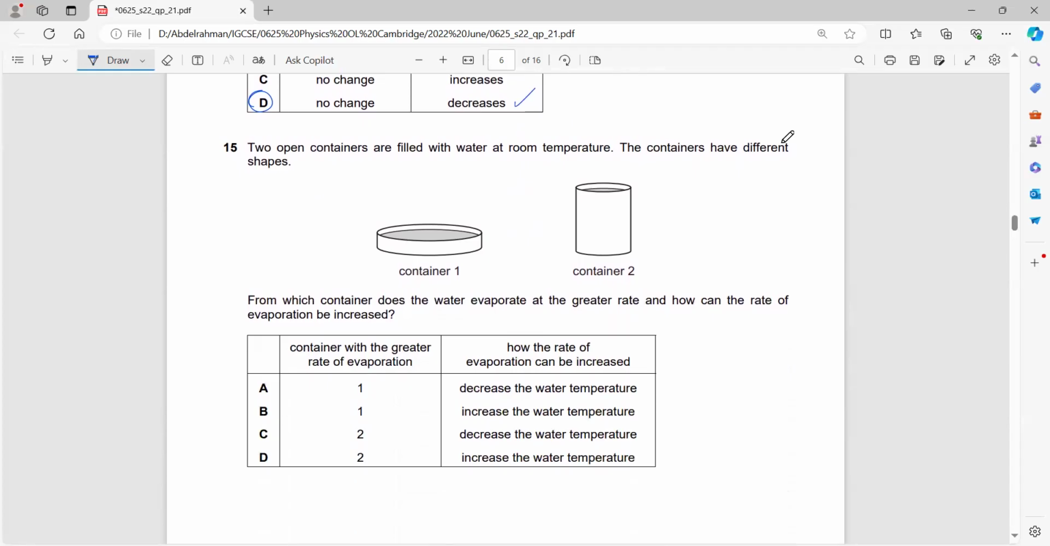Question 15. Rate of evaporation. Which one would have a greater rate of evaporation? One, definitely. Why? Because it has a larger surface area, it's less depth. And how can I increase it even more? Increase the temperature. Yes.